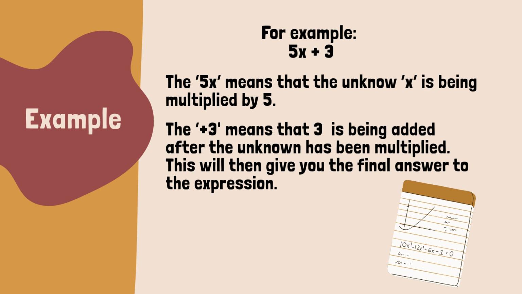Now, you don't need to always have an unknown x. X doesn't need to always be your unknown. You can have any variable or any letter that represents an unknown. You can have a y, you can have a z, you can have an a b, but x is just a common way to represent that something is an unknown.